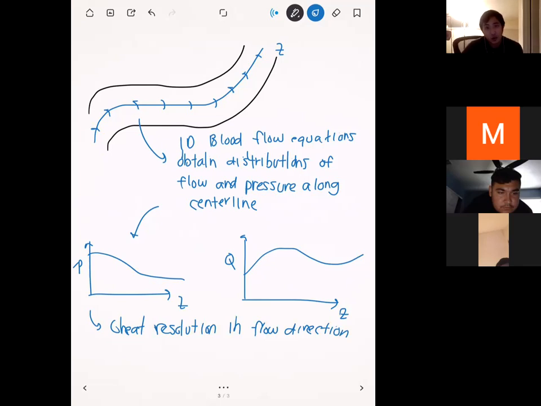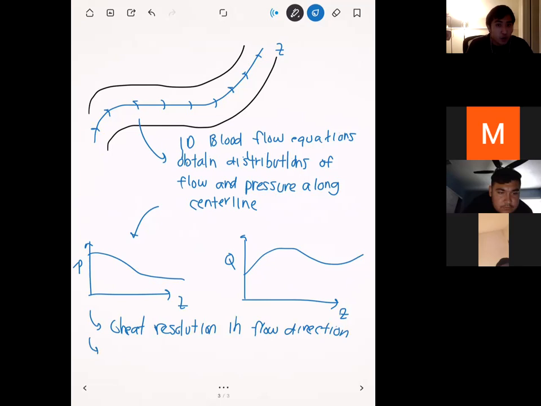Because what we want to see is we want to track the blood, we want to track pressure as it flows down the vessels, right? And so if we're going to pick a direction where we want to add spatial resolution, it's going to be in that direction, right? And so that's what the 1D equations give us.